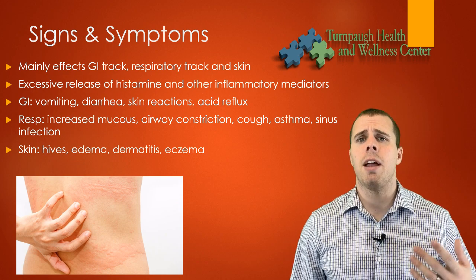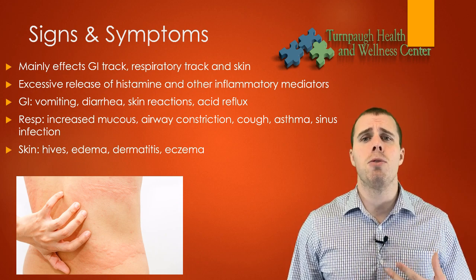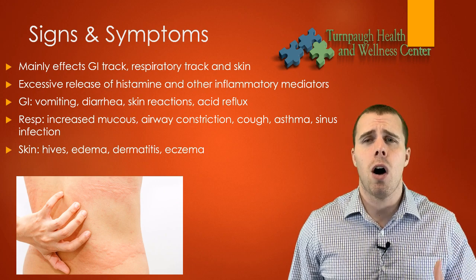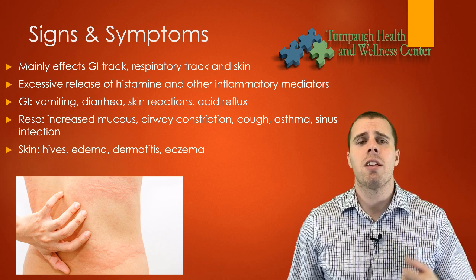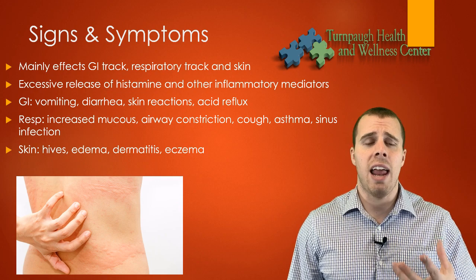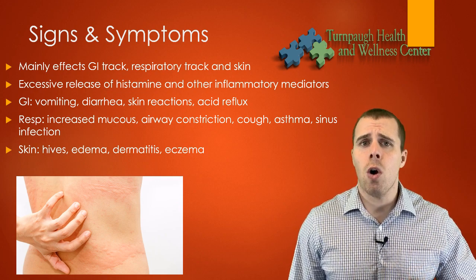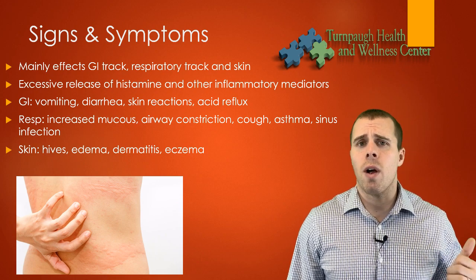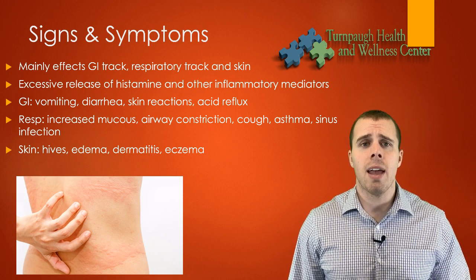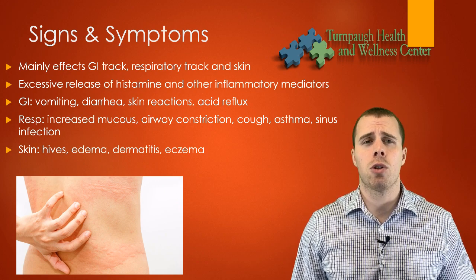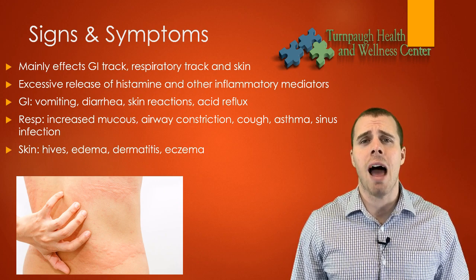activation. In the respiratory tract, we have increased mucus production and airway constriction. We can have excessive coughing, allergic asthma, and sinus infection. So if that antigen, whether it be a mold spore, a pollen, or various bacteria, gets caught in the respiratory system, it can cause that inflammatory response to signal mast cells.